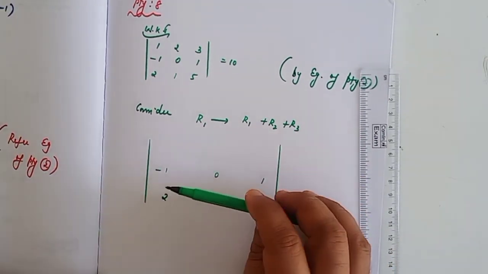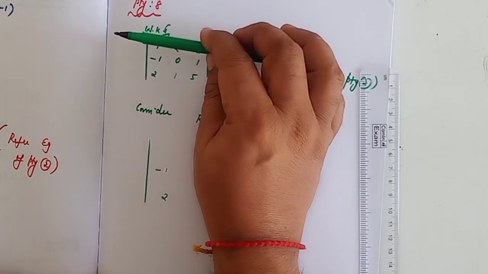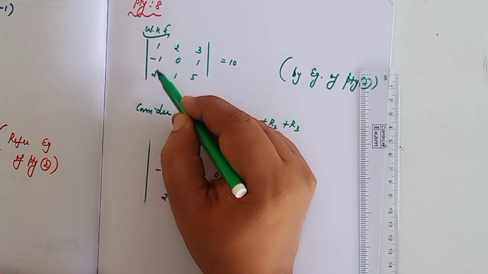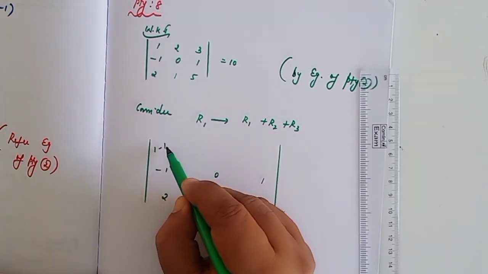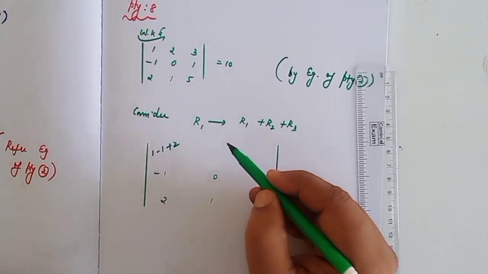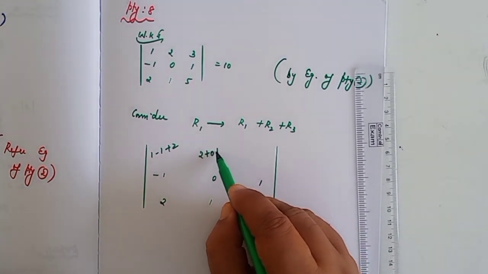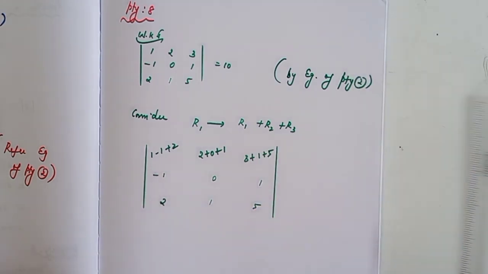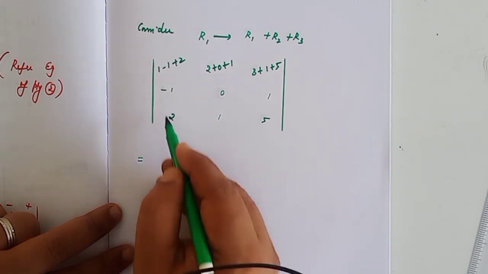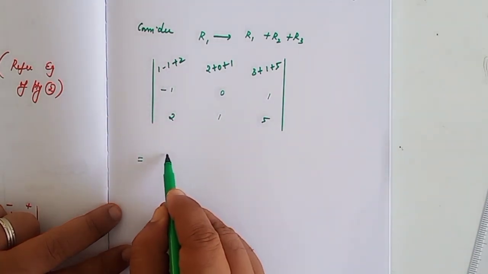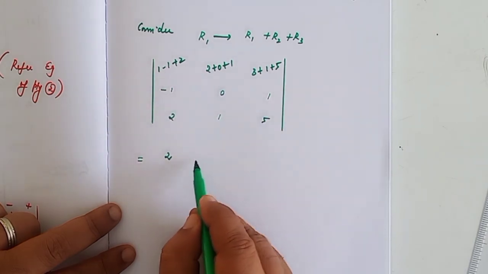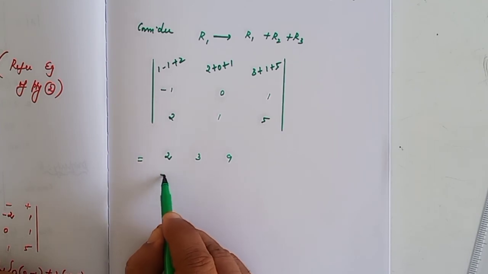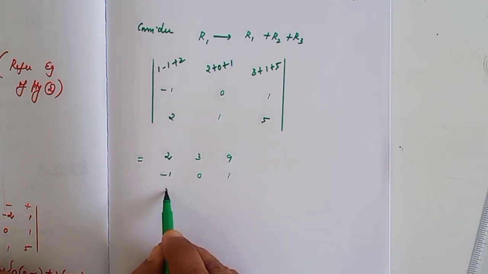Look at that. This is R1. R1 implies R1 plus R2 plus R3. That means add these 3 and write in R1. 1 minus 1 plus 2, 2, 0 and 1, add these 3, 3, 1 and 5. That is equal to 1 minus 1, 0 plus 2, that is 2. 2 plus 0 plus 1, that is 3. 3 plus 1, 4, 4 plus 5, that is 9. And write the second row and third row as it is.